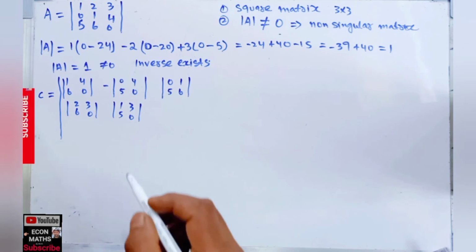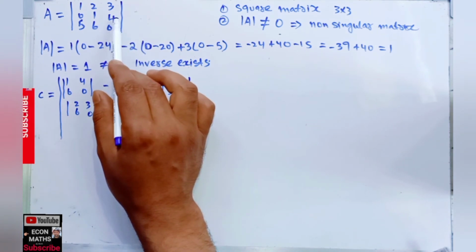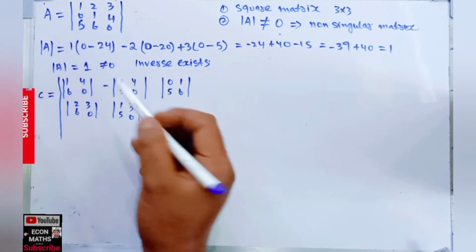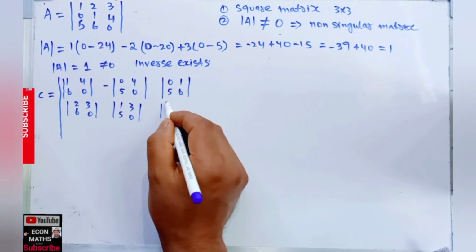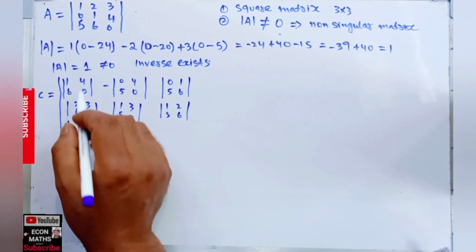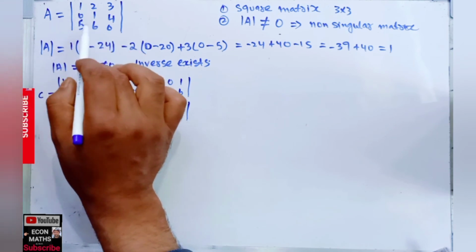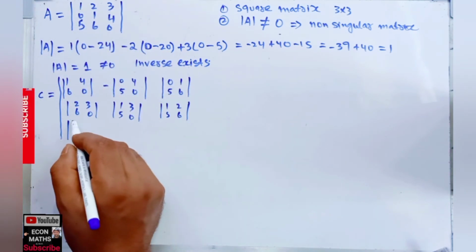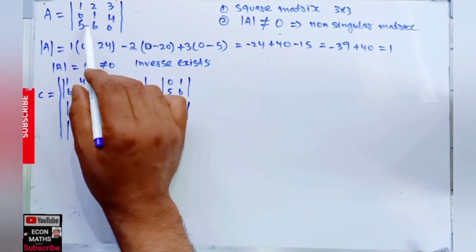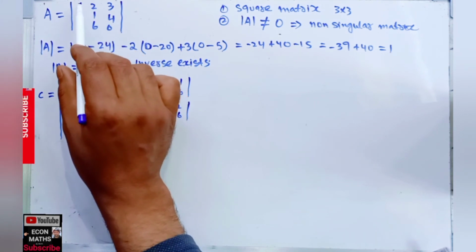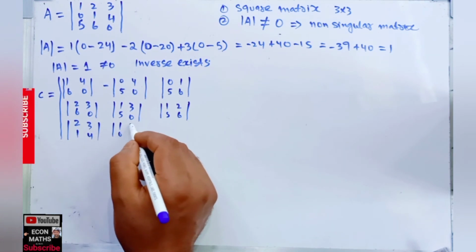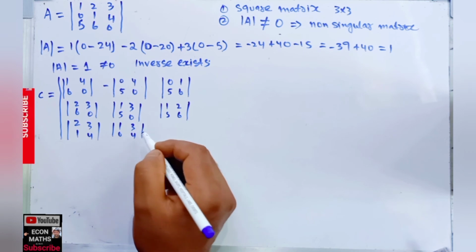Similarly, take this 4 and delete the row and the column in which it appears, this row and this column, we get 1 5 2 6. So here it is 1 5 2 6. Similarly, this 5, delete the row and the column, we get 2 1 3 4. So here is 2 1 3 4. Similarly, this 6, delete the row, the column, we get 1 0 3 4. So we get 1 0 3 4 here.